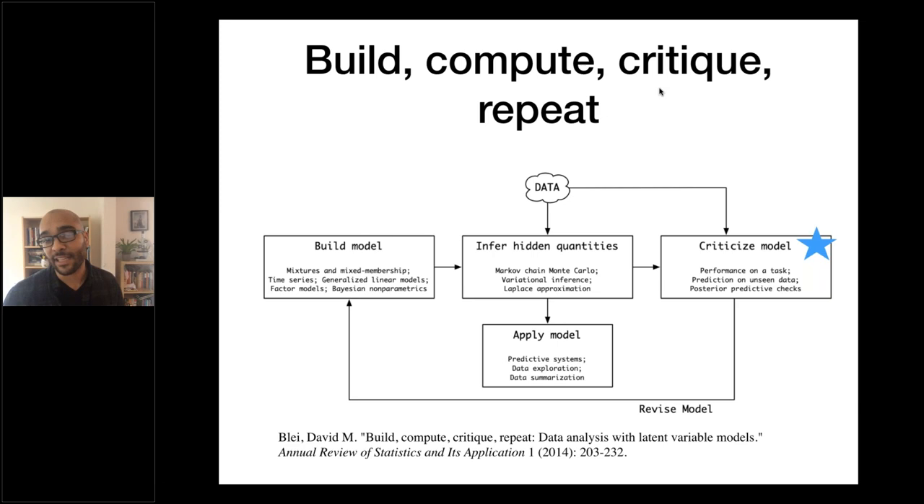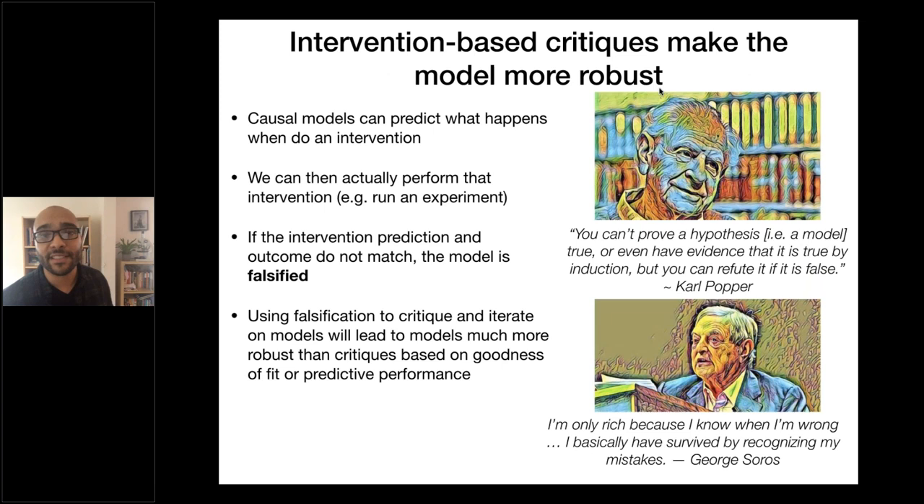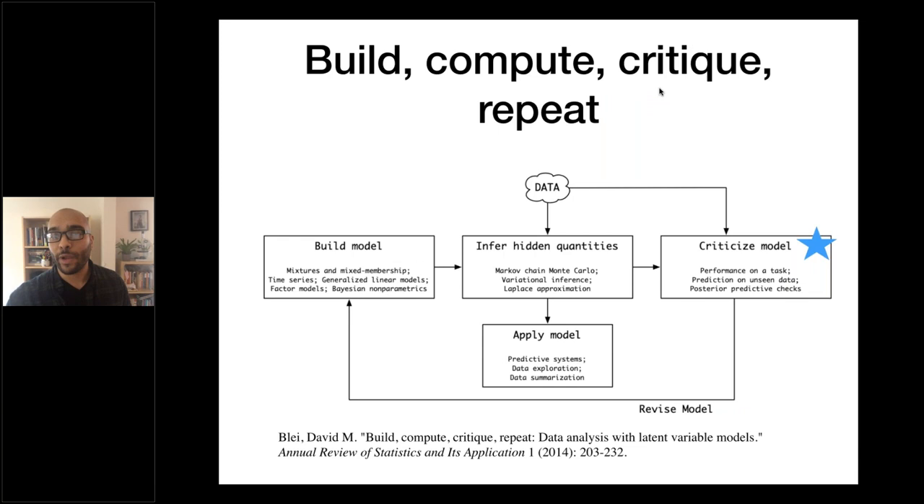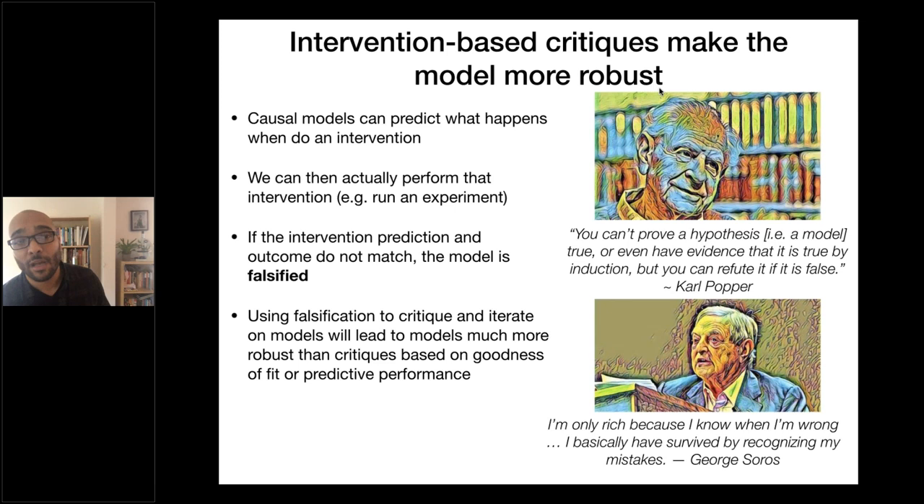Well, it turns out that the fact that a causal model allows you to do an intervention makes the critique part of that flow, all the way on the right, much stronger. It leads you to make much more robust models, because a causal model will make a prediction about what happens when you do an intervention. You can then actually go and do that intervention, say, run an experiment. And if your prediction of the intervention and the actual outcome don't match, you've falsified your model. So this is core Karl Popper philosophy of science.